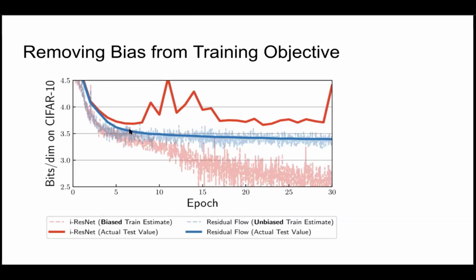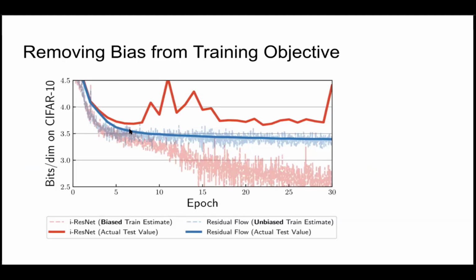So bits per dimension is a unit of the negative log likelihood. This is something we want to minimize. But the actual log likelihood was actually something that's closer to 10, closer to 4. This is something we used the unbiased estimator to compute.